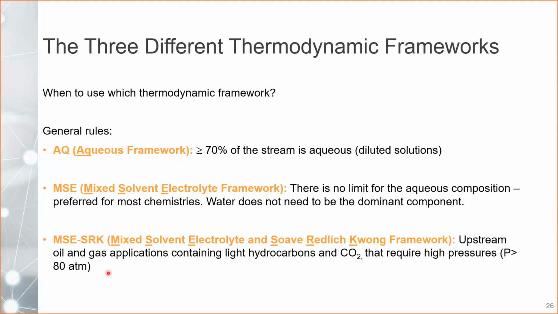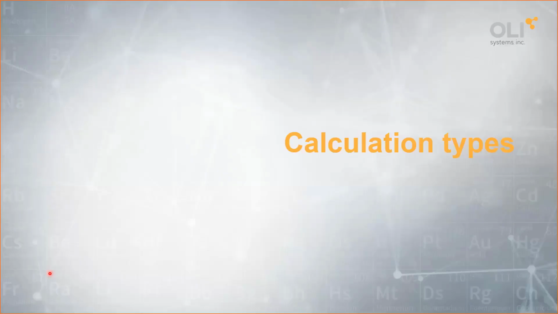And the MSCSRK case was developed for oil and gas applications. And any chemistry that contains CO2, H2S, and requires high temperatures and high pressures above 80 atmospheres, then is when we use the MSCSRK. And again, we'll do examples to understand this and reinforce these concepts. Okay.